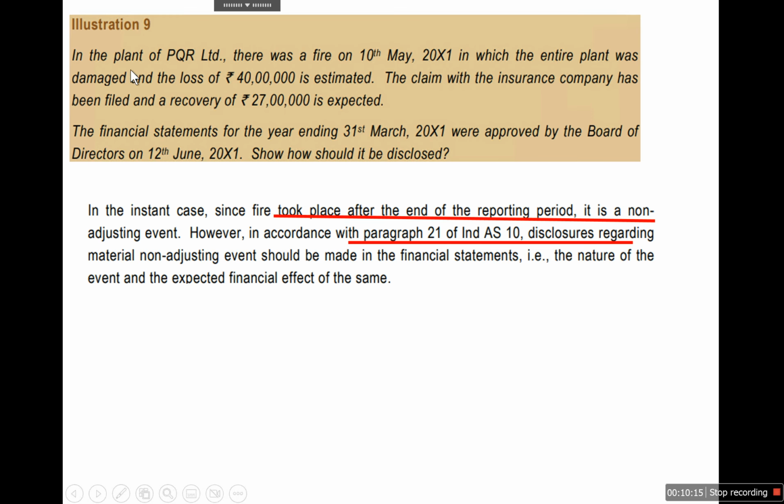Next example is in the plant of PQR Limited, there was a fire on 10th May X1 in which the entire plant was damaged and a loss of 40 lakhs is estimated. The claim with the insurance company has been filed and recovery of 27 lakhs is expected. The financial statement for March X1 was approved by the Board of Directors on 12th June. So in this case, the fire was on 10th May, but there was no condition existing at the end of the reporting period. So it will be considered as a non-adjusting event. So only disclosure will be given in the financial statements.